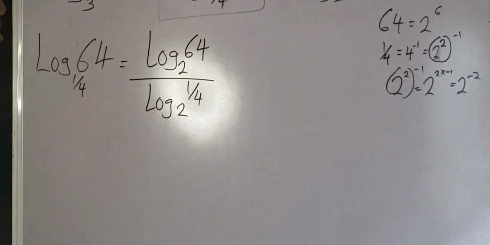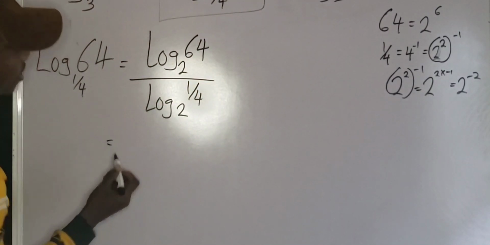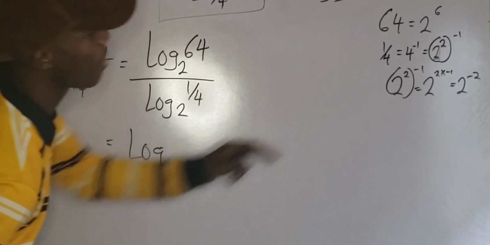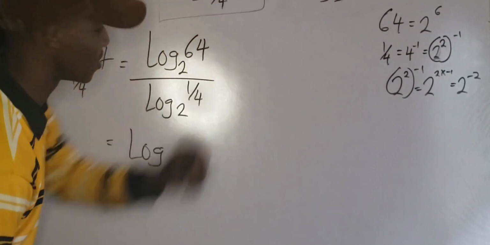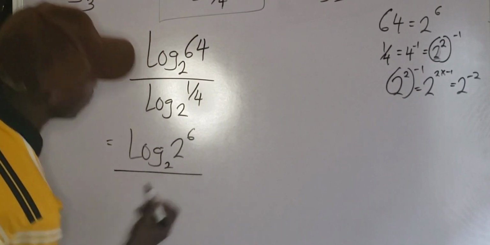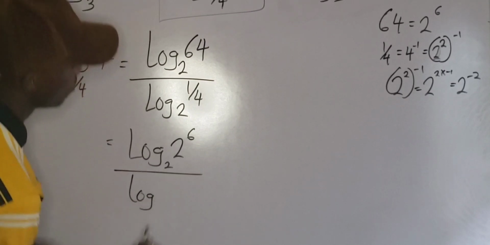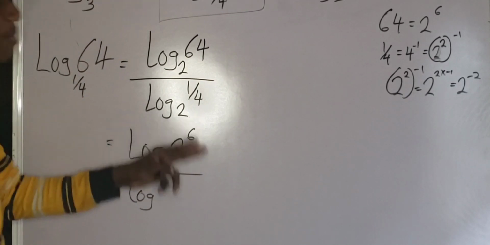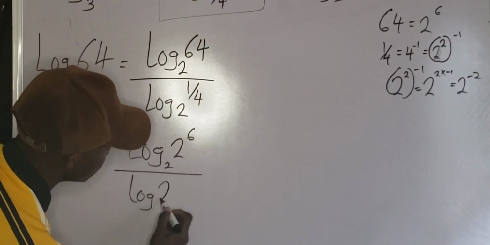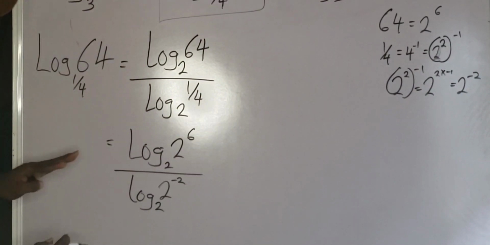Okay, let us proceed. So from this point, I'm going to have log 64, and instead of 64, I'm going to put 2 raised to the power of 6, base 2, all over log 1/4. Instead of 1/4, I'm going to put 2 raised to the power of -2. You understand? So log 2 raised to the power of -2 base 2. So now we have gotten to this.